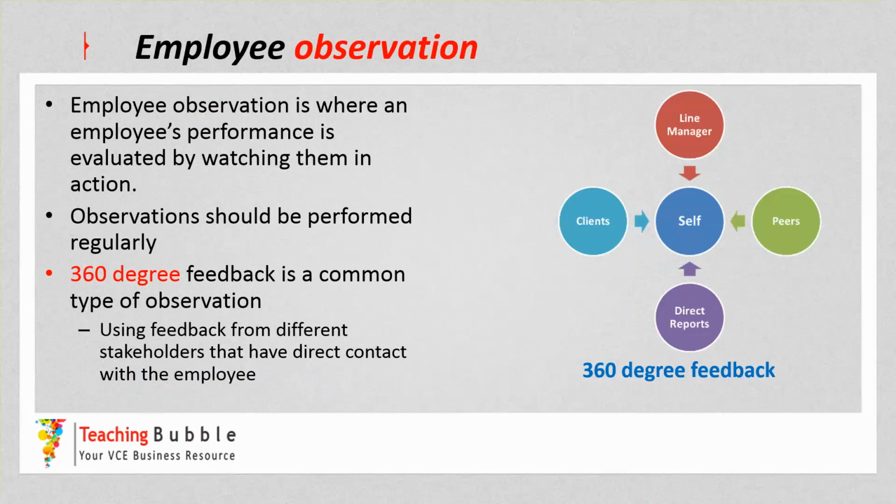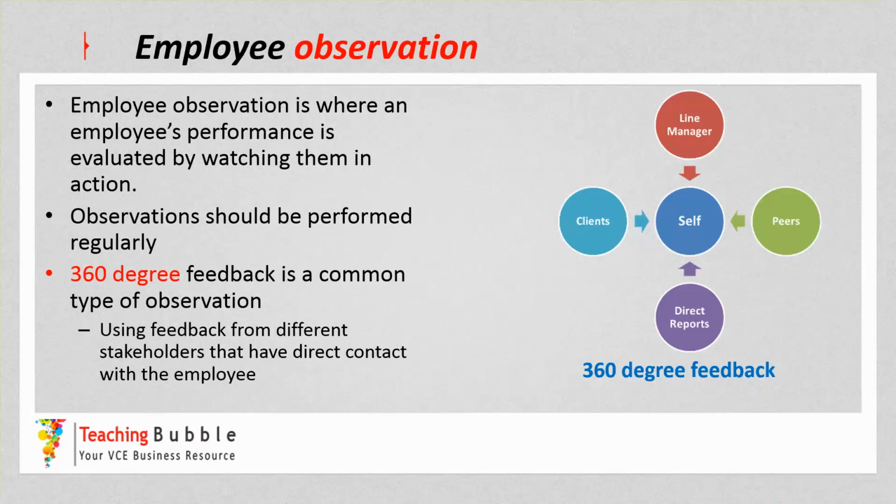The last one is employee observation, which is where an employee's performance is evaluated by watching them in action. So observations should be performed regularly, so it's not just a one-off, because you could get an employee on a great day or a really poor day. One of the common ways of doing this is called 360-degree feedback. That's one particular strategy that's used.